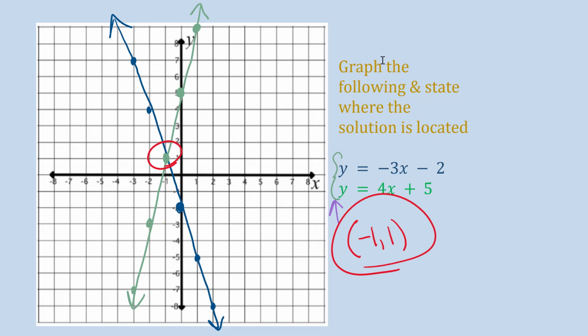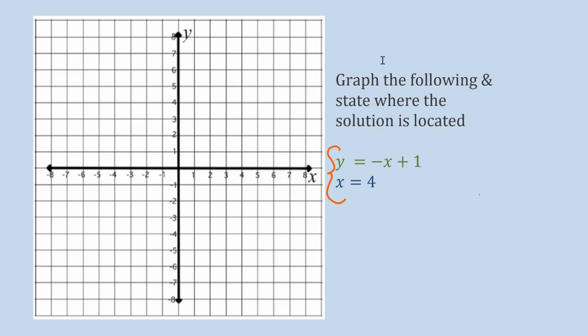Let's look at another problem. All right, so this time we have y equals negative x plus 1 and x equals 4. So let's graph that first one first. Y equals negative x plus 1. I know my beginning point is at 0, 1, and my slope is negative 1. So I'm going to go down 1, right 1 as many times as possible, and then I'm going to also go up 1 and right 1 as many times as possible.